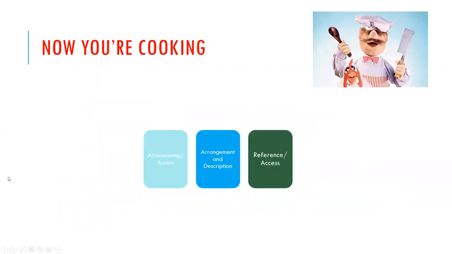Okay, so here we have access in a couple of stages. So in the accessioning/access stage, which is just after records are brought into a repository, and again, this is where some initial cataloging of the record may take place. There might be a very rudimentary finding aid created, and that's provided to researchers. And then typically arrangement and description is done, which we talked about last week.